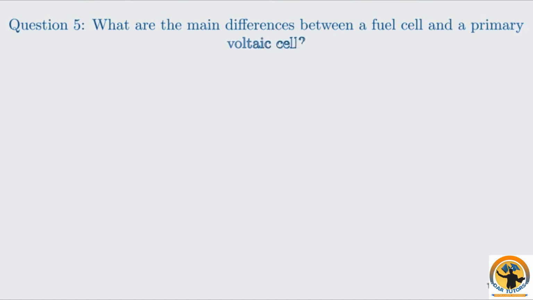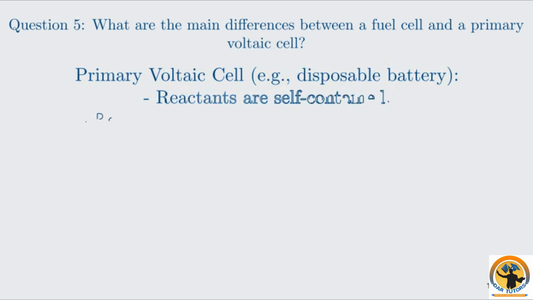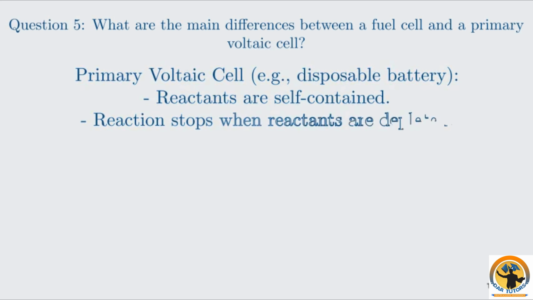Our final question, question 5, asks us to compare fuel cells and primary or voltaic cells. Both are electrochemical cells that convert chemical energy into electrical energy through redox reactions. However, they have a key difference related to their operation. In a primary voltaic cell, such as a disposable battery, the reactants are contained within the cell. The chemical reactions stop when one of the reactants is completely consumed and the battery dies. It is not designed to be recharged, though some might offer limited reusability.